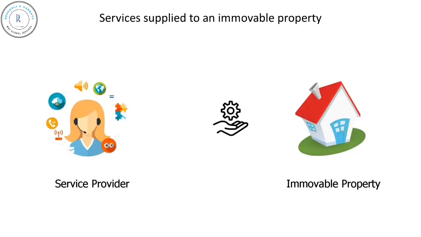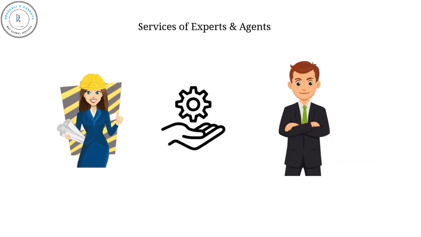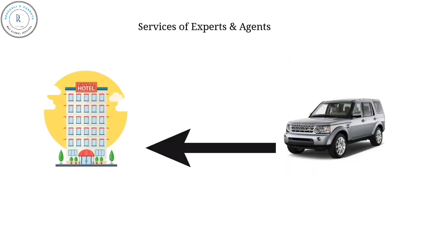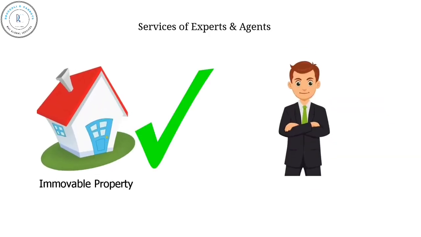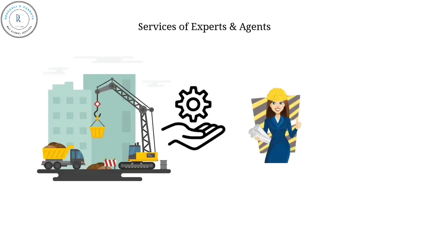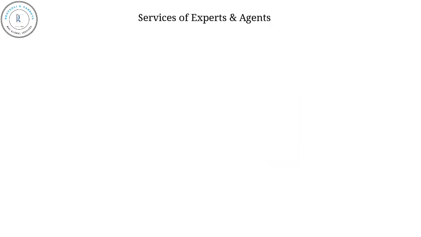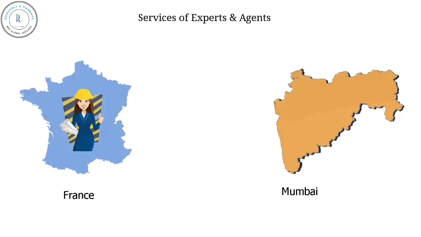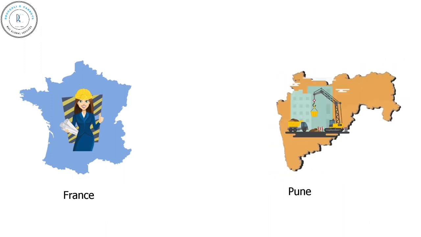Services supplied directly in relation to an immovable property, including services of experts and agents, supply of accommodation by a hotel, grant of rights to use immovable property, services for carrying out or coordination of construction work, including that of architects or interior decorators. Place of supply shall be where the immovable property is located or intended to be located. Example: an architect from France was hired by developers in Mumbai to design a building in Pune. Place of supply shall be Pune.